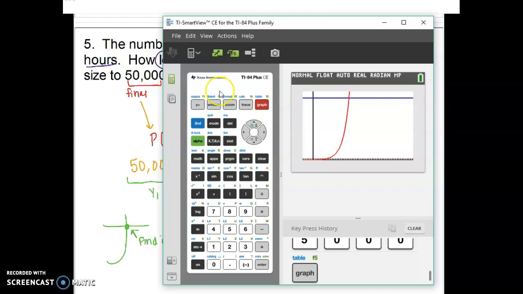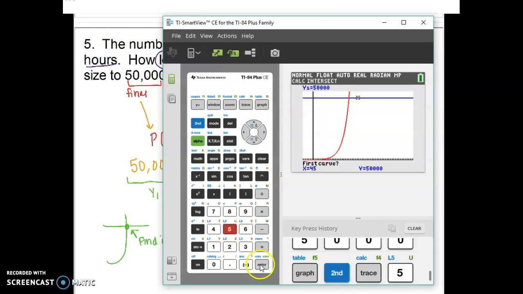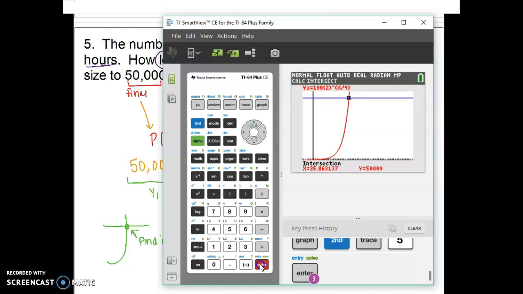So to do the intersection, you're going to do second, trace, intersect, which is number 5. You're going to enter 3 times. And so that x value or that t value here should give you 35.863. And we'll keep the decimals just because this is hours.